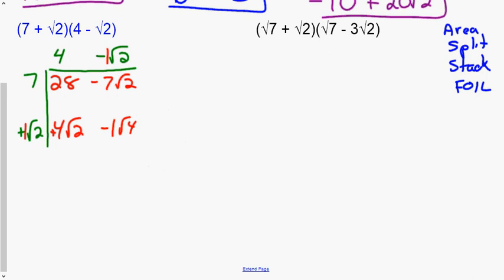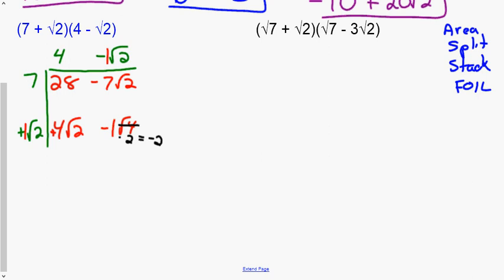Now, before I collect like terms, I have to go through any radicals and go, do they break down? Does root 2 break down? No. Does root 2 break down? No. Does root 4? Yes. That becomes 2. Negative 1 times 2 equals negative 2.